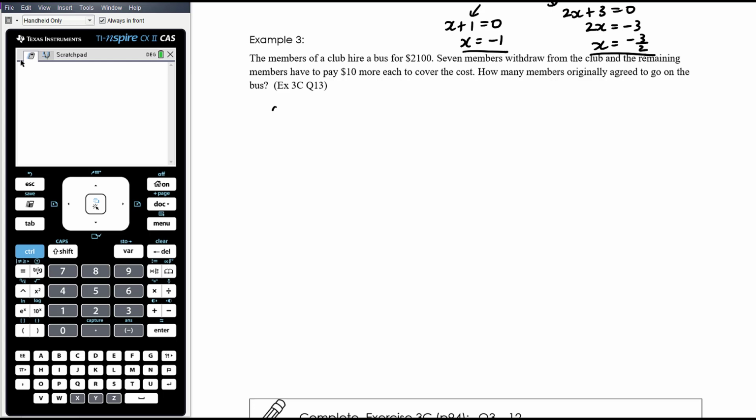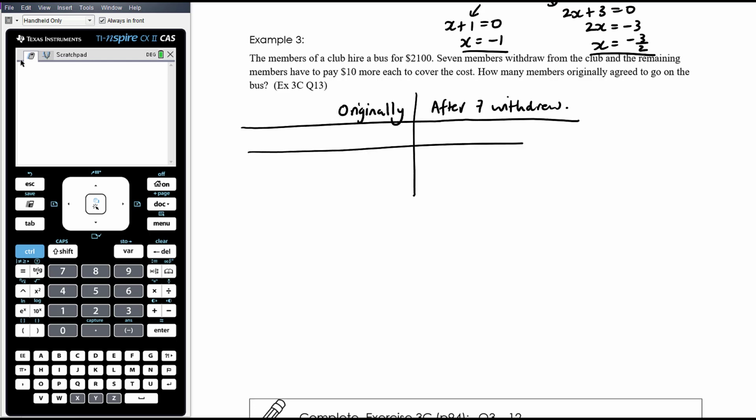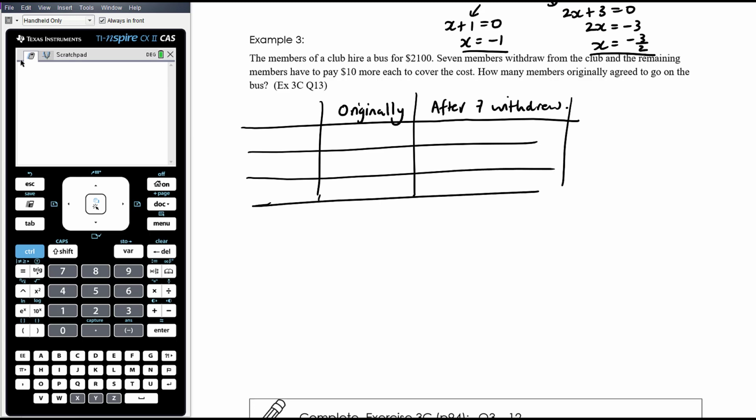Okay, so originally, and after 7 withdrew. Okay, so let's say, I'm just going to move that over. I'm going to set myself up a bit of a table here like I do for distance, speed, time problems. Okay, so let's have number of members, total cost, cost per person.